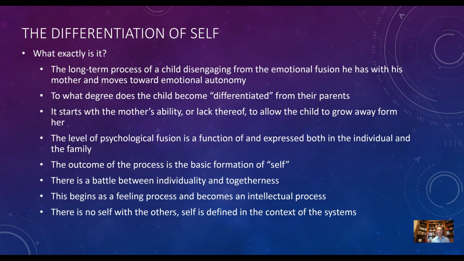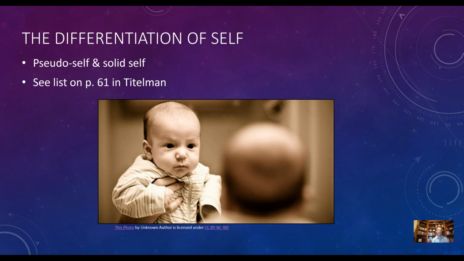I said this already, but I want to reemphasize it. Self is defined within the context of the family system, and other systems, by the way, and we're affected by our work life, our school life, our communities, our friend groups, those kinds of things. These are all systems. One really a part of one big system, but they're all little systems that we interact with. And there's no self without others. These are not exclusive things.